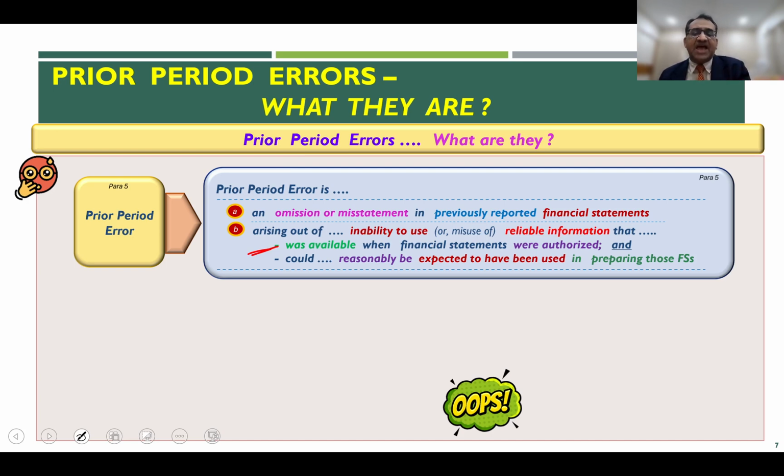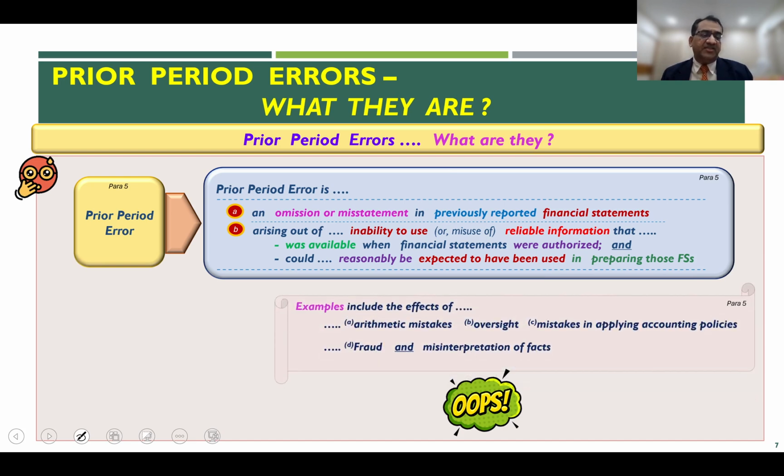And such reliable information could reasonably be expected to have been used in the preparation of the financial statement, but that reliable information was either ignored or missed, or the entity forgot to use it, or somehow they missed using that information while preparing their financial statement in the past. So that's how the prior period error is defined in the standard.